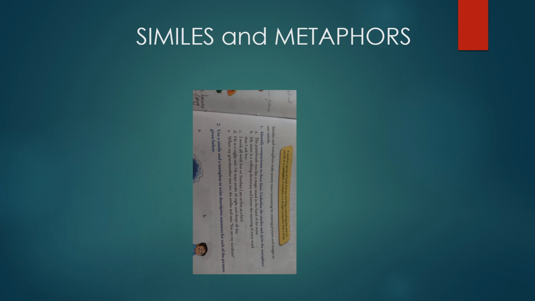D. He is a night owl. And circle it. He is a night owl. He stays awake all night and sleeps all day. This is a metaphor. Now the last one, E. When my grandmother sees me, she smiles and says, "You are my sunshine." So we encircle it. You are my sunshine. This is an example of a metaphor. I think, children, this is clear to you.